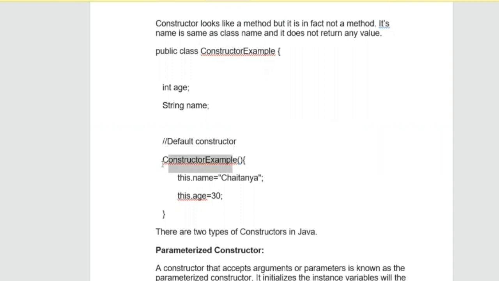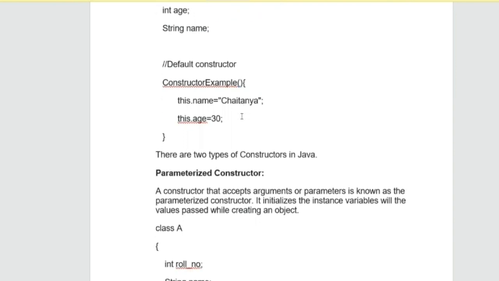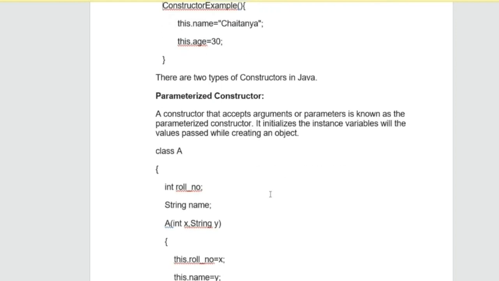This is nothing but a constructor. Then within the following parentheses, there is nothing I have declared. This is nothing but a default constructor. If you declare any parameters within these parentheses, then we consider it a parameterized constructor. A constructor that accepts arguments or parameters is known as a parameterized constructor.